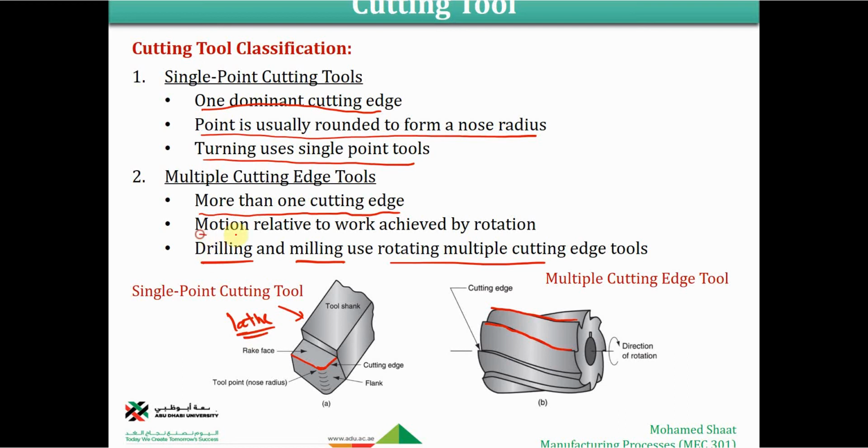But in the multiple edge tools, the motion relative to the workpiece is achieved by rotation. In most of the multiple cutting edge tools, the cutting is done by the rotation of the workpiece or the cutter, to expose the workpiece to the multiple edges, because we have multiple edges. So to use these edges, we have to give rotation to the tool to expose the workpiece to these multiple edges. But it depends on the operation. Basically, the difference is that this is single edge and this is multiple edge, like the case of turning operation and drilling and milling operation, right?